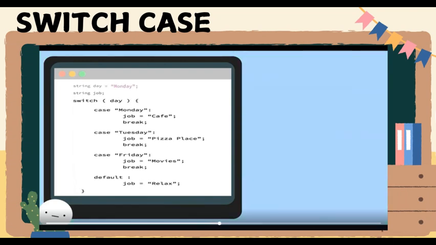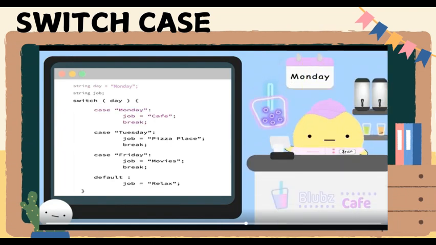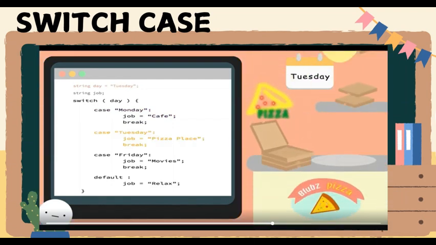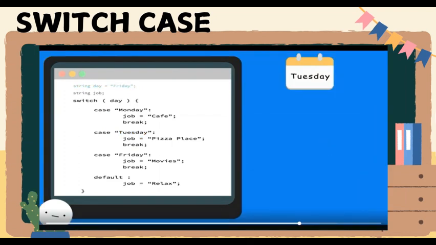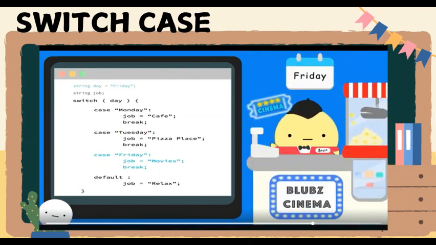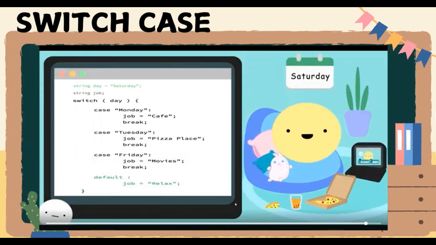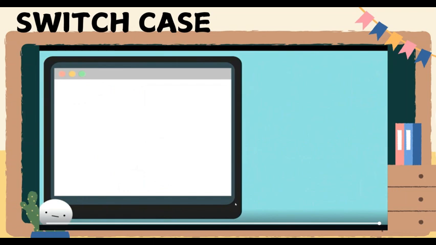If the day is Monday, then our program will tell Kevin to work at the cafe. But if we change the day to Tuesday, then it will tell Kevin to work at the pizza parlor. If it's Friday, he'll work at the movies. However, if it's a day that doesn't have a specific case, like Saturday, then Kevin gets to relax. Here's another example.